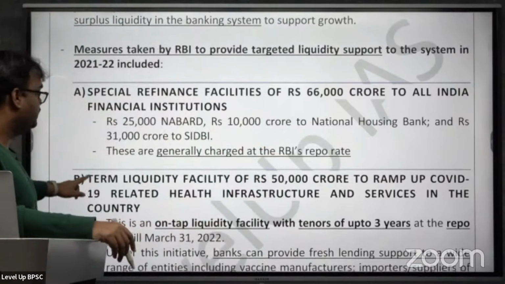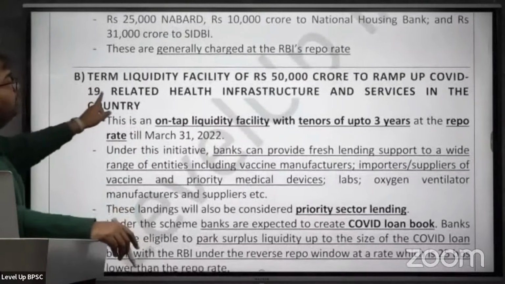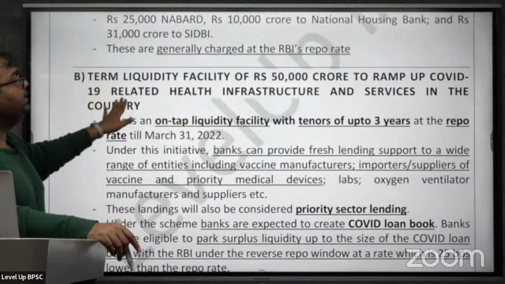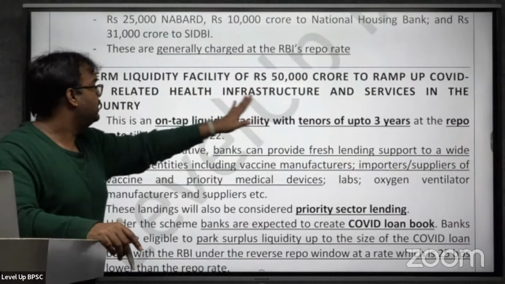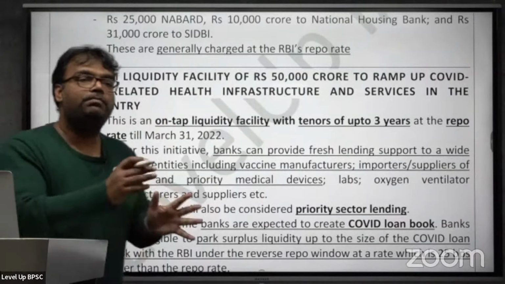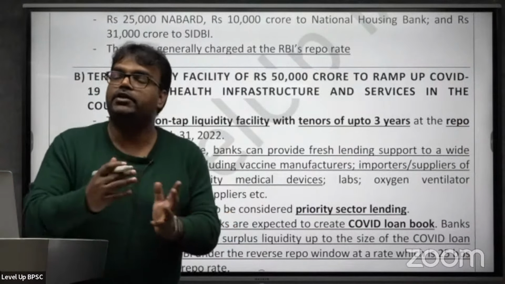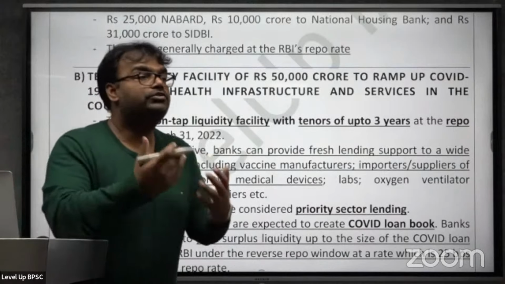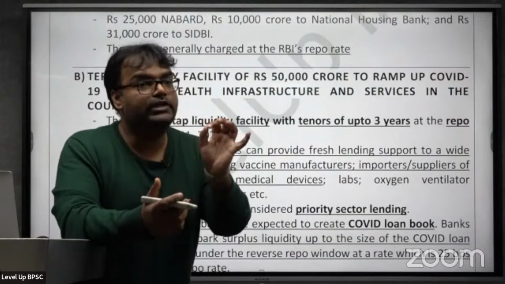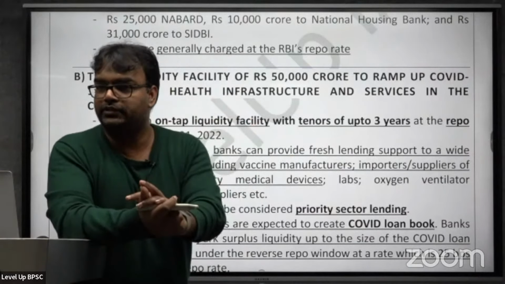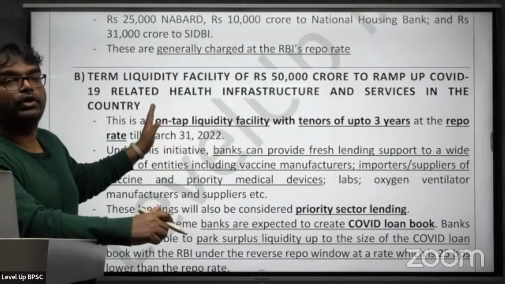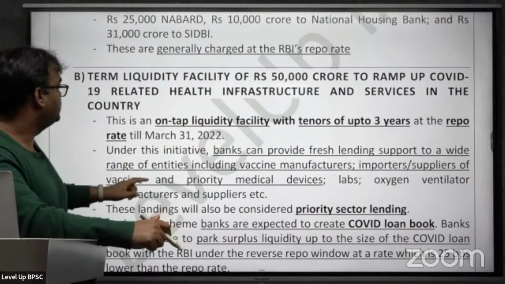Similarly, term liquidity facility of rupees 50,000 crore to ramp up COVID-19 related health infrastructure and services in the country. So in this case, if a bank wants to give resources, to give loans to organizations which are dealing with COVID-19 related things, for them, RBI had this facility. To help those banks, RBI had this facility.